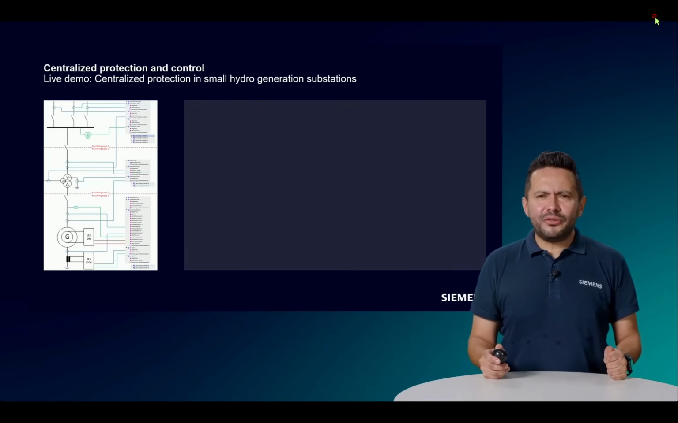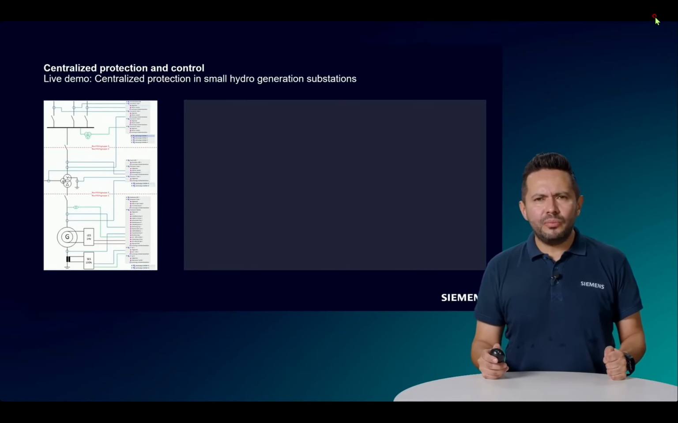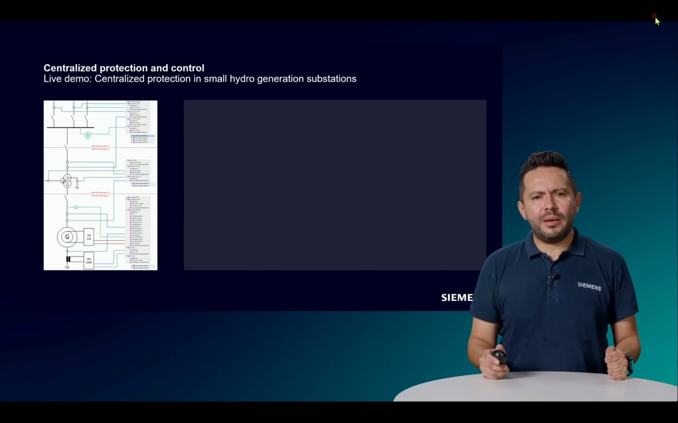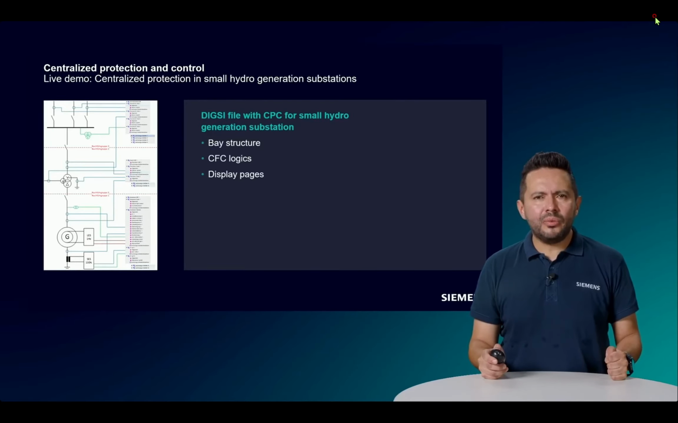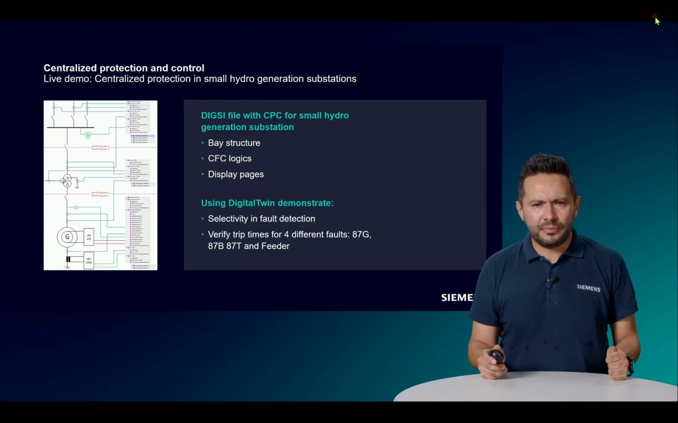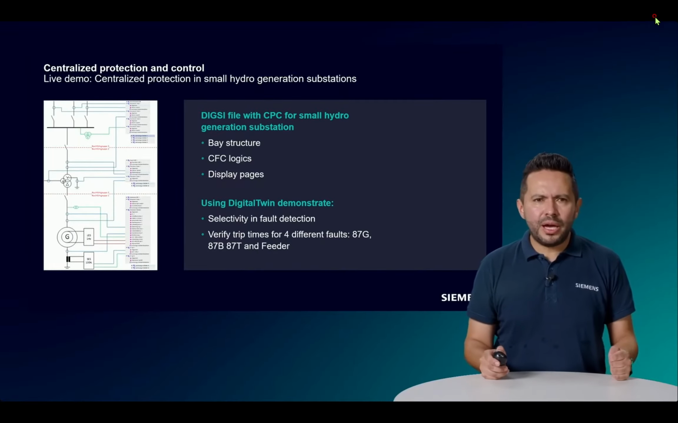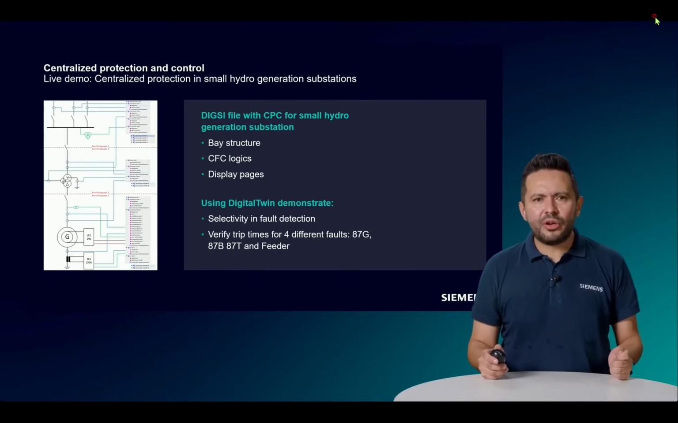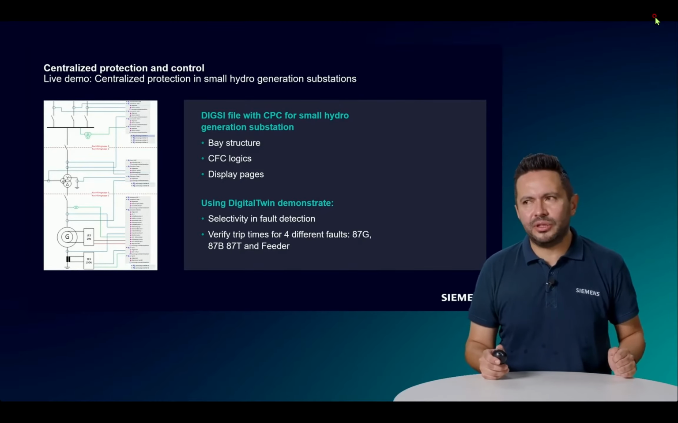After these 3 different applications, now I want to show you via simulation the right selectivity in fault detection for an application of CPC in a hydro generation substation. First, I will show you how this engineering looks in DIGSI, and after that, using the SIPROTEC digital twin and closed loop, test 4 different faults to demonstrate the right selectivity in the fault. So now I will show you my PC for the correct application and the correct configuration in DIGSI.